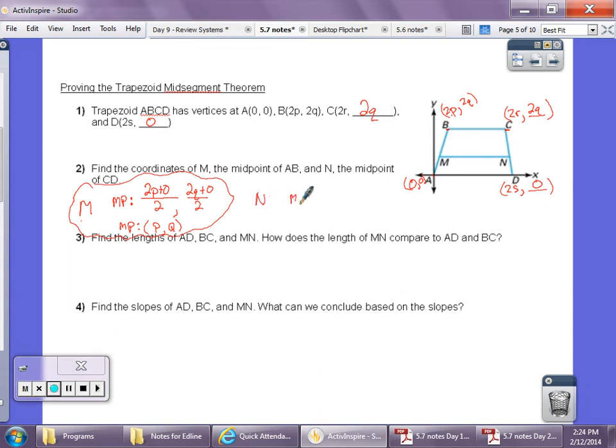So it's the same thing. Our midpoint for N is going to be 2R plus 2S, comma, 2Q plus 0, over 2. These have that common factor of 2, so you're left with R plus S, and this is just going to be Q. So R plus S, comma, Q. So that's the value of N.